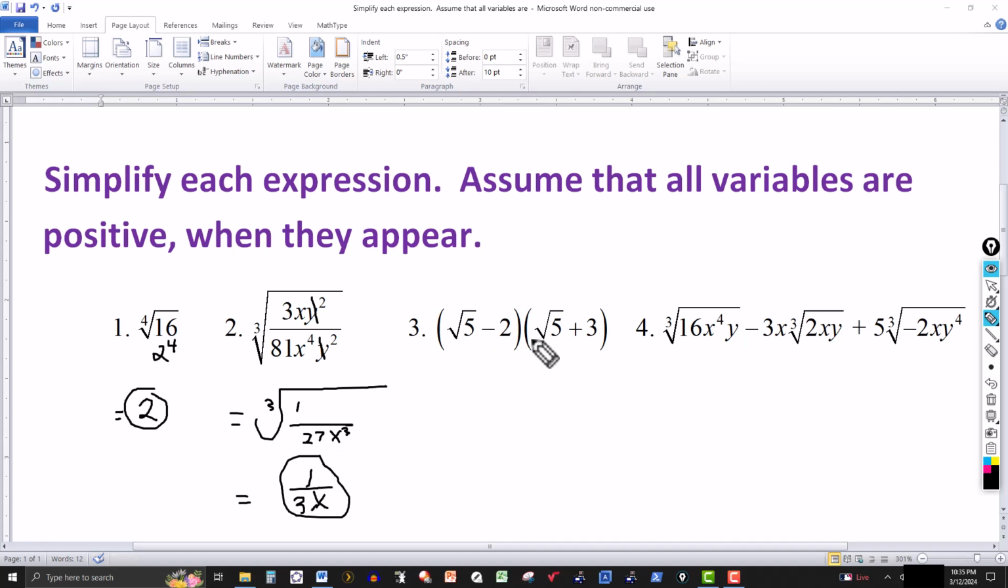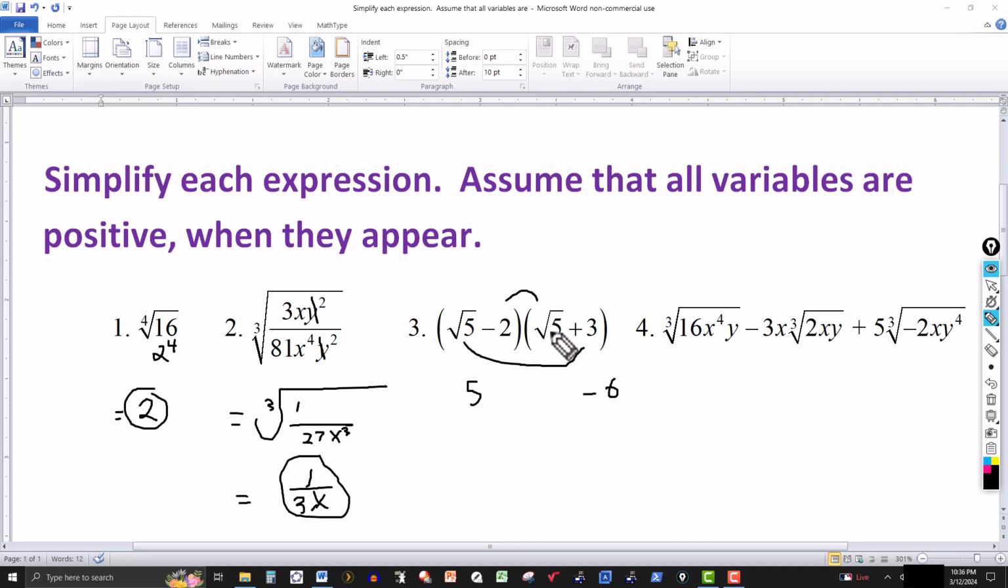Now the next one doesn't have any variables. Here we're just multiplying. So you can treat this like a regular binomial, 2 terms here. So the first terms multiply each other. The square root of 5 times the square root of 5 is the square root of 25, so that would be 5. And then a negative 2 times a 3, that's minus 6. And then these two multiply each other, these two multiply each other here, and then you add them up.